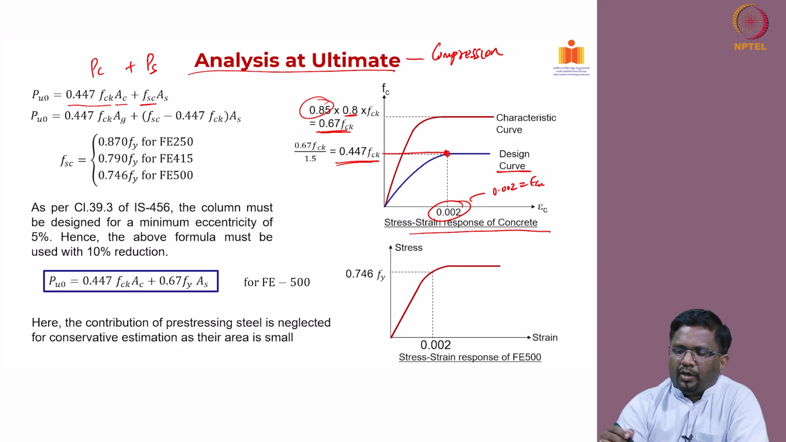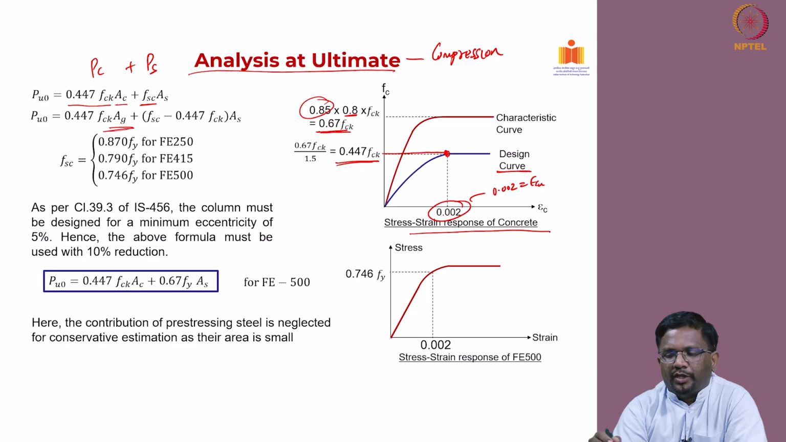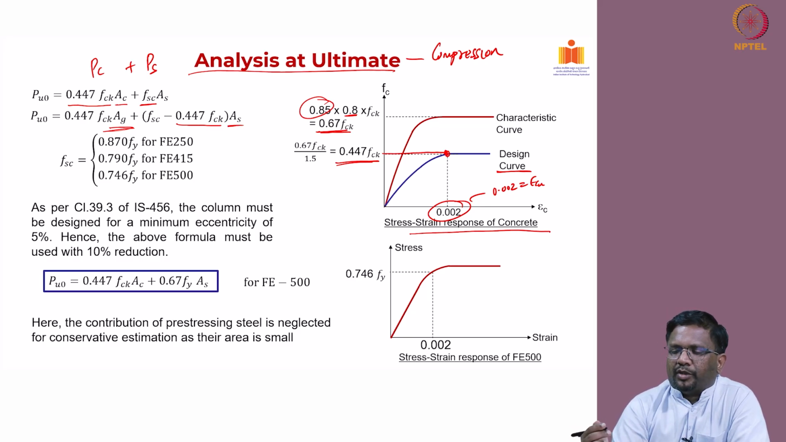Now, you can also have, for example, if you want to do an accurate calculation, this in terms of Ag, the overall gross area. Then I have to subtract the stress offered by concrete, which I have already included in Ag. That is the reason we subtract this 0.447 fck from the fsc when I am dealing with this Ag calculation. We know that Ag is nothing but Ac plus As, right. So, if you decouple that, you will end up with this equation.